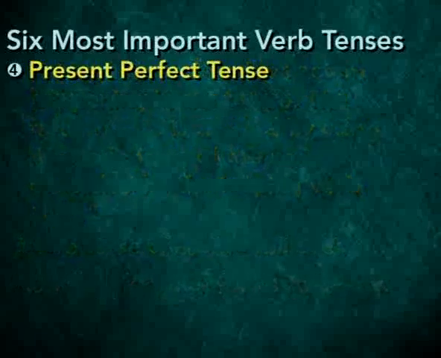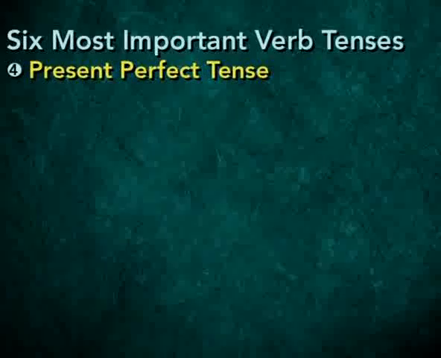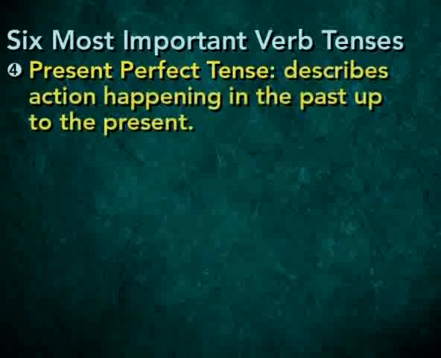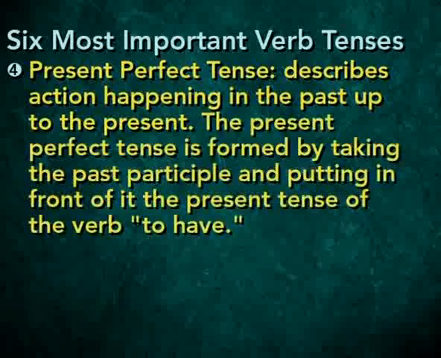Now, the fourth tense is called the present perfect tense. And here's where the tenses begin to get a little more complicated. The present perfect tense is used to describe action happening in the past up to the present. If this sounds a little confusing, with a little experience and some practice in reading and using this verb, you'll begin to understand how it's used. Now, the present perfect tense is formed by taking the past participle and putting in front of it the present tense of the verb to have.